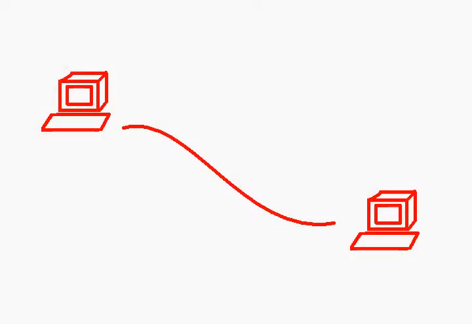Older WANs often consisted of data links directly connecting remote mainframe computers. Today's WANs connect geographically separated LANs.